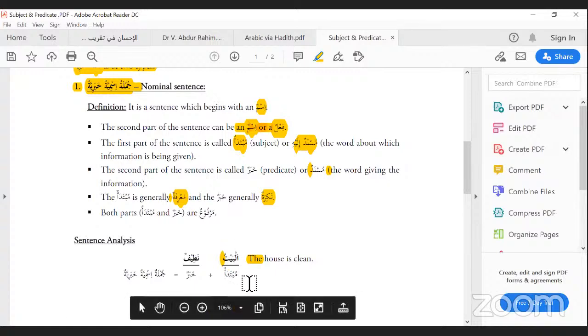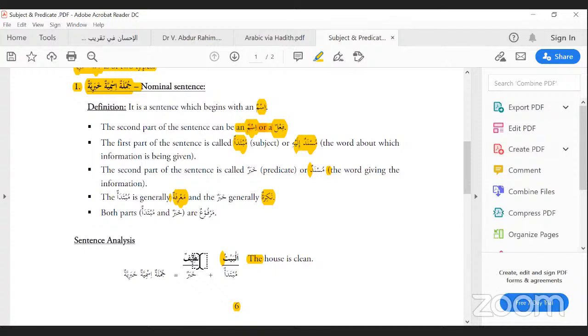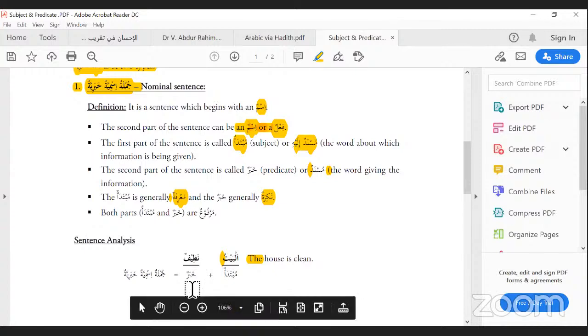Excellent. And then we have the khabar. The khabar becomes nakira without alif lam. So it can't be al-baytu an-nadif. Can't be. Yes, if you say al-baytu an-nadif, that's a very good point. So here I'll explain.